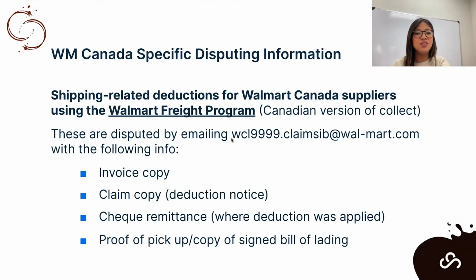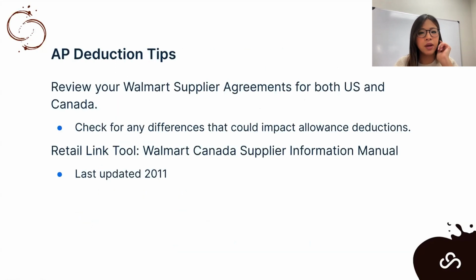Right now, it is disputed using email, which is definitely not great at all. But just so you know, in case you weren't already aware, this is the email that you have to use when you want to submit a dispute for any deduction that you've received. Their expectation is that you send over an invoice copy, the claim copy, which is the deduction notice, the check remittance, so where the deduction was applied, and of course your proof of pickup or copy of the signed bill of lading. So anytime you need to fight shipping-related deductions for collect for Walmart Canada, this is the process you're going to utilize. Something a little bit different, but I wanted to call that out in case you weren't already aware.